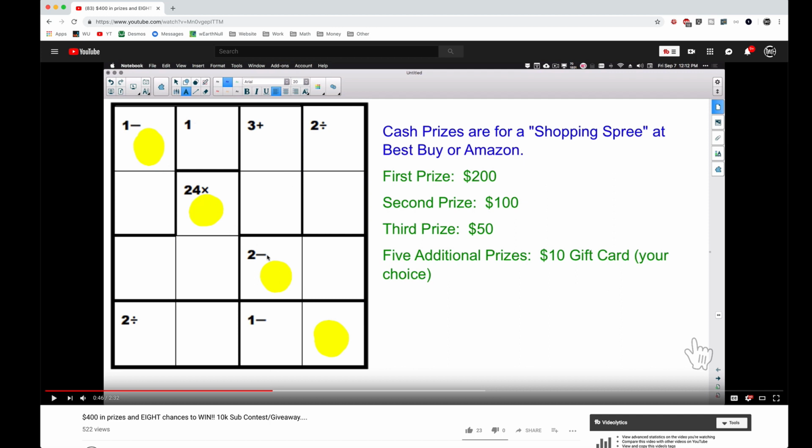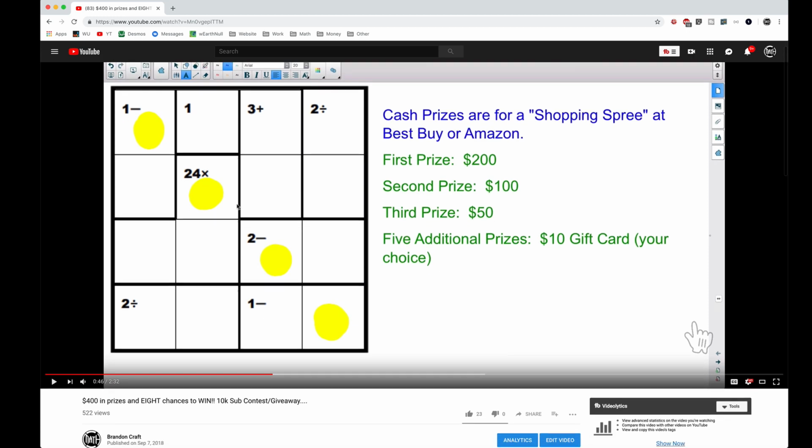Solve the puzzle, multiply these 4 yellow circles together, and that will be your answer.